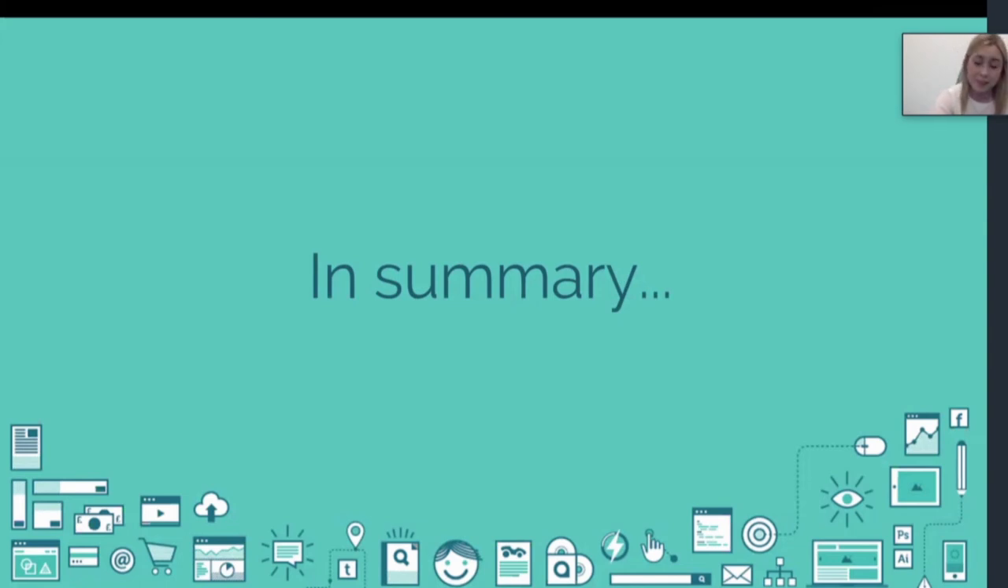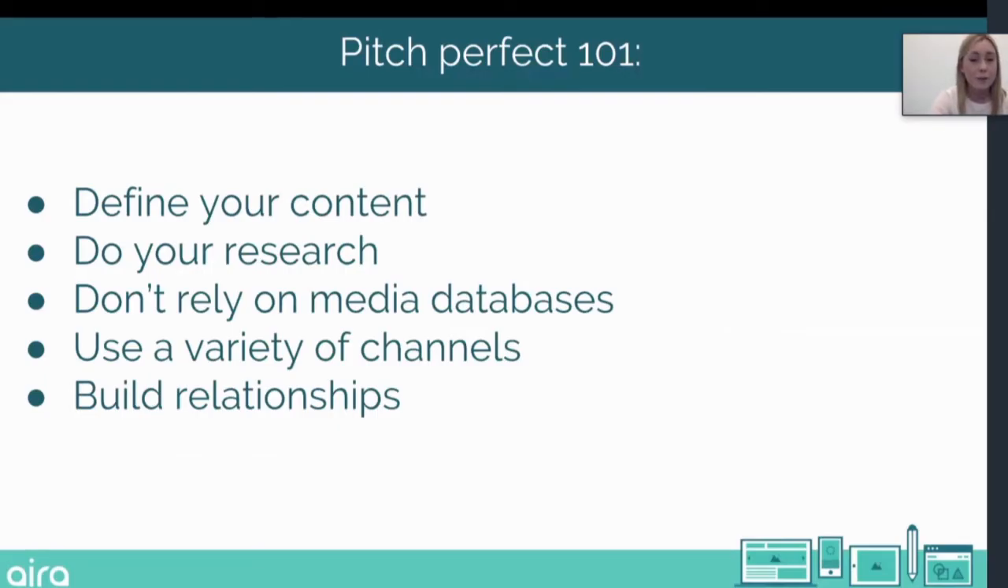So in summary then, these 5 points, if you go away with anything today, here's my pitch perfect 101. It will be to define your content, that core point that I was talking about earlier. Do your research, find journalists or influencers that are genuinely going to be interested in your story or your content. Don't rely just on media databases. Always go above and beyond, incorporate the stuff that you found from your research into your media list as well to make it as strong as possible.